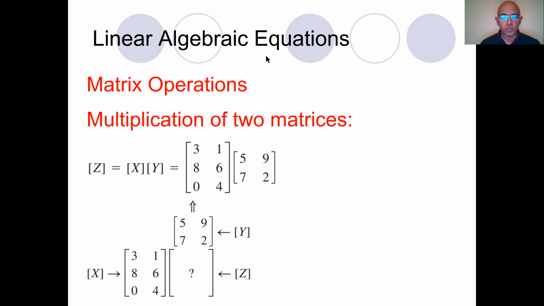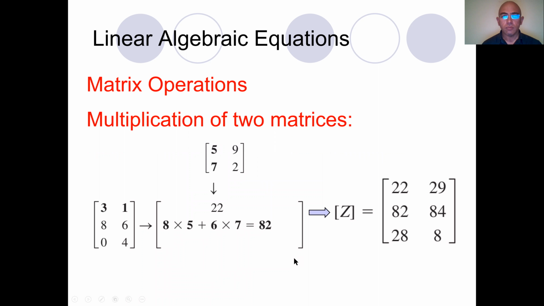So what we do is, first we move the second matrix upwards, then we will try to form the matrix Z. And let's see how we are going to do it. Okay, now first we take the first row, and then we take the first column.